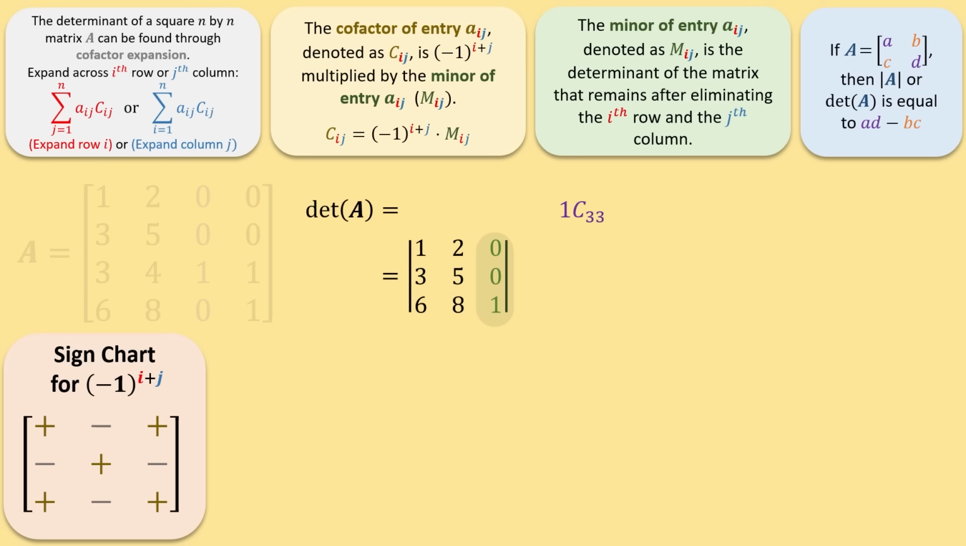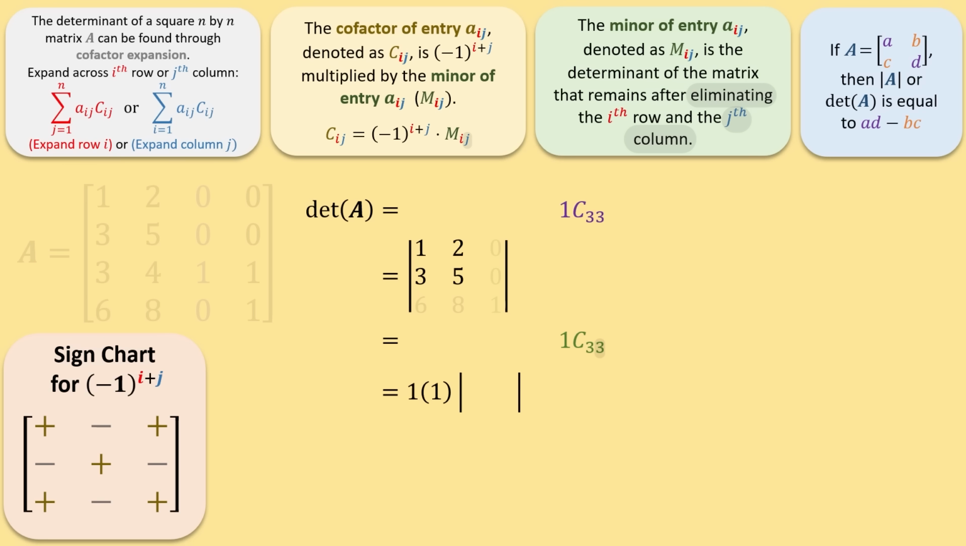Well, column 3 of this determinant is easy to calculate because it has 2 zeros. Using cofactor expansion along the third column of this determinant, we get 0 times C13 plus 0 times C23 plus 1 times C33. 0 times C13 is 0. 0 times C23 is 0. So this determinant is equal to 1 times C33. What is C33? Well, it's the sign we get from the sign chart, so it gives us positive 1 times the minor we get when we eliminate the third row and third column of our 3x3 matrix.